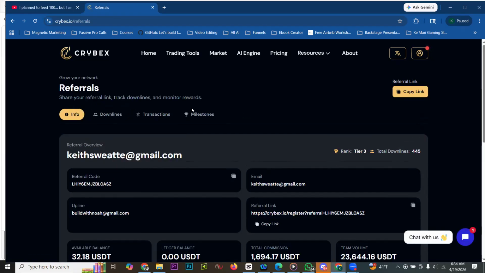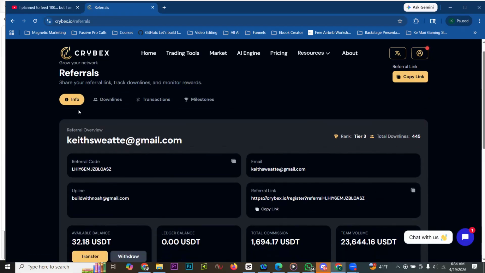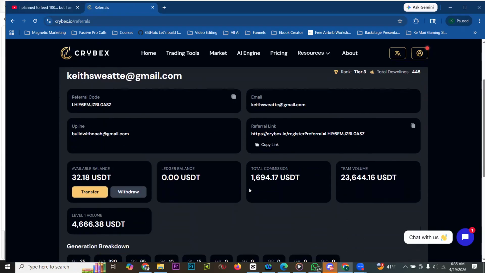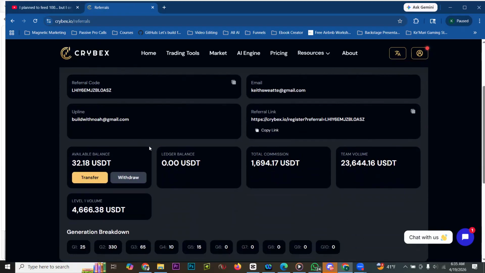Boom. So again, you have info, downlines, transaction milestones. Of course, referral code, you got your email. Here's your referral link. Once you have your account, you'll have your own referral link and you just copy it and send it to people so that they can sign up under you. I have 445 people in my downline. Available right now, if I wanted to withdraw, I have $32.18. This is from the referrals.